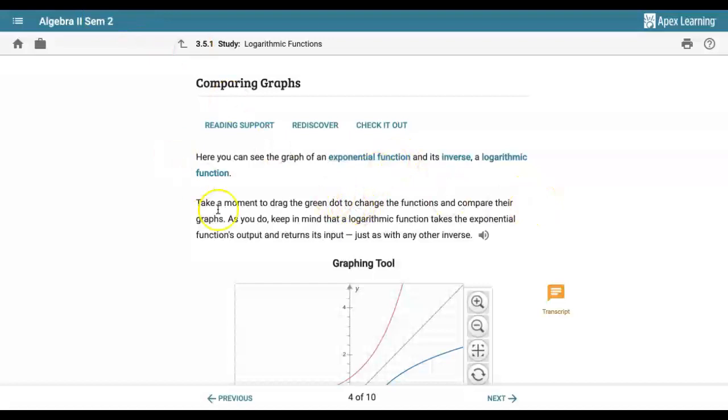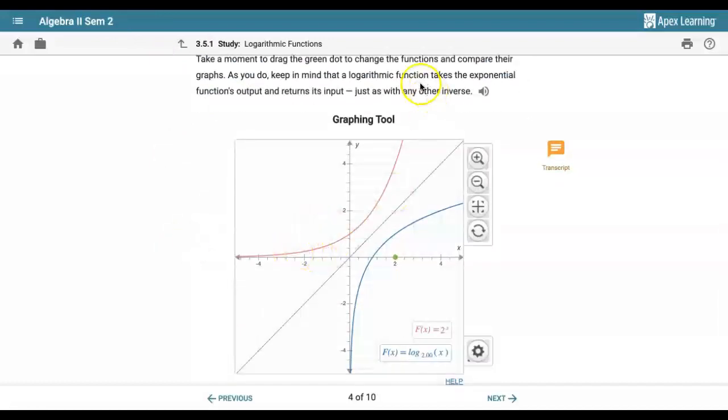If we look at both of our functions on the same graph here, our red one is the exponential function that we've been working a lot with, and this blue one that we just got introduced to is the inverse of that exponential function, which we now know is this logarithmic function. It's got its own special name.